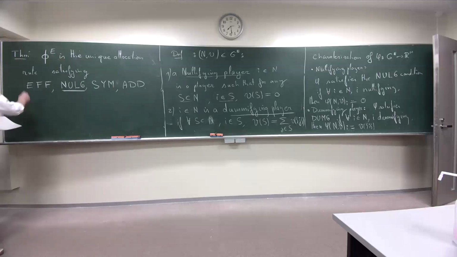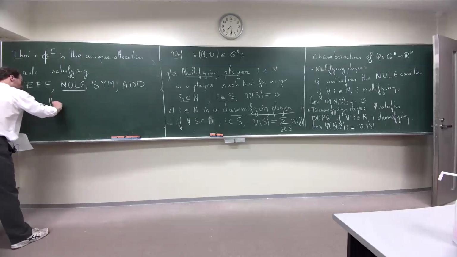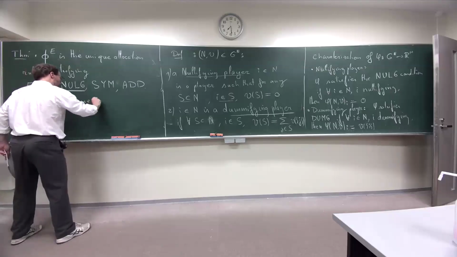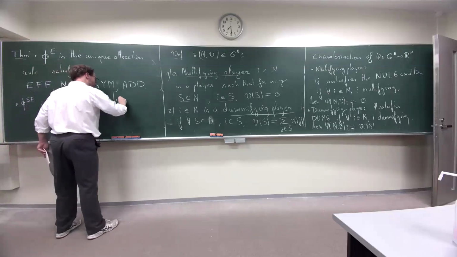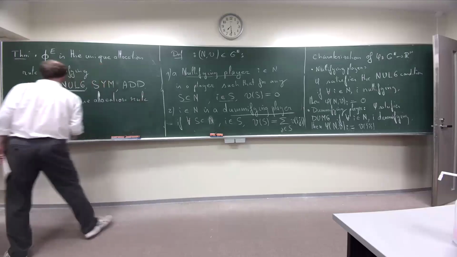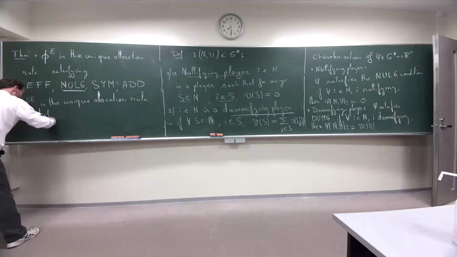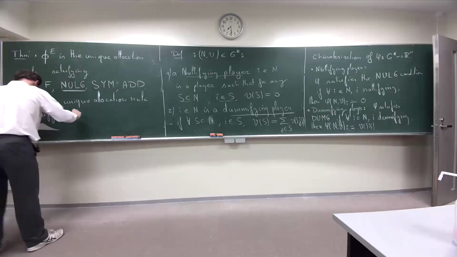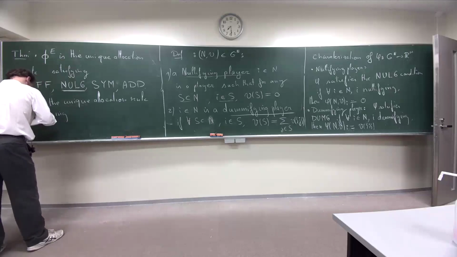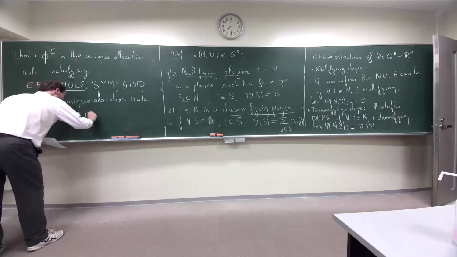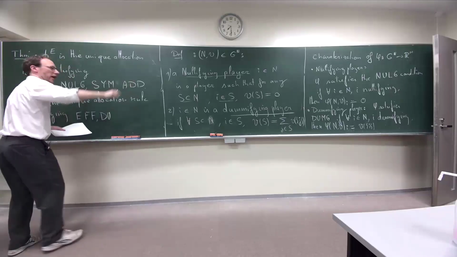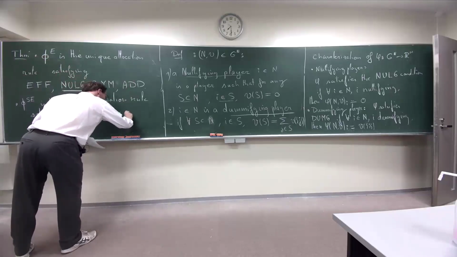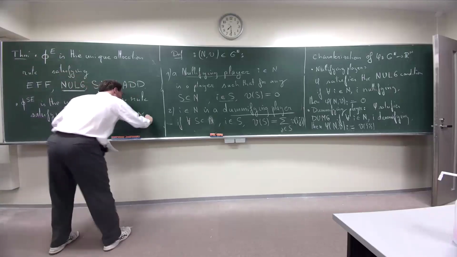And the same characterization for the surplus: phi SE is the unique allocation rule that is fine, EFF, DUMG, the last one I introduced, symmetry and additivity.